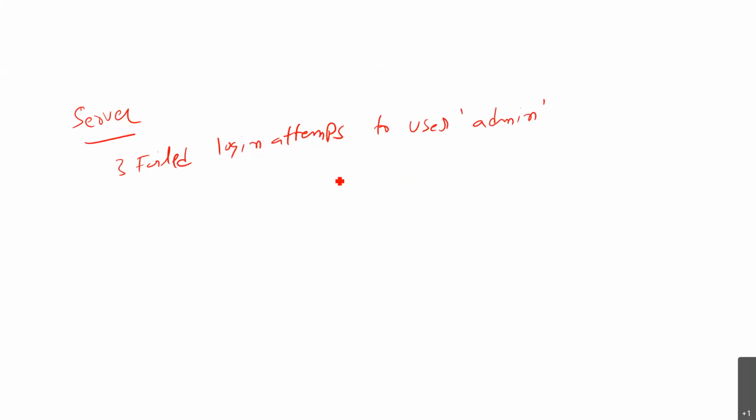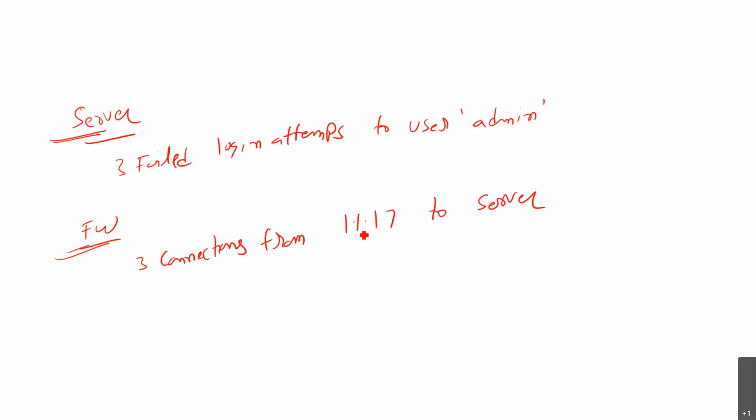you don't know. So now you also have to bring in the logs from your firewall. Let's say the firewall says there are three connections from some internet IP, let's say 1.1.1.7, to your server. Only when you bring in the log from your server and the log from the firewall are you able to understand that someone from the internet with this source IP address tried to log in to this user account admin, and they failed in all three attempts.